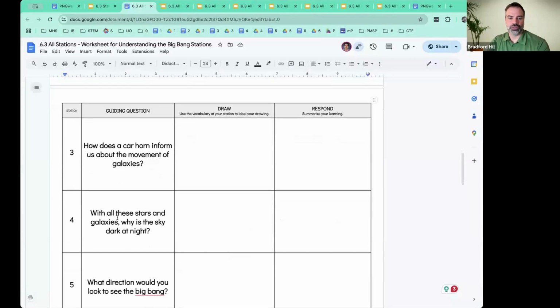Moving along with all of these stars and galaxies. Why is the sky dark at night?